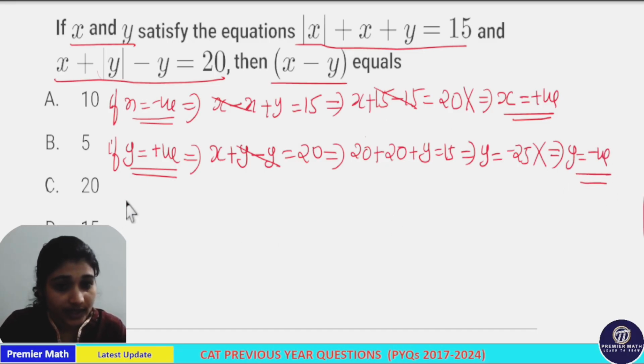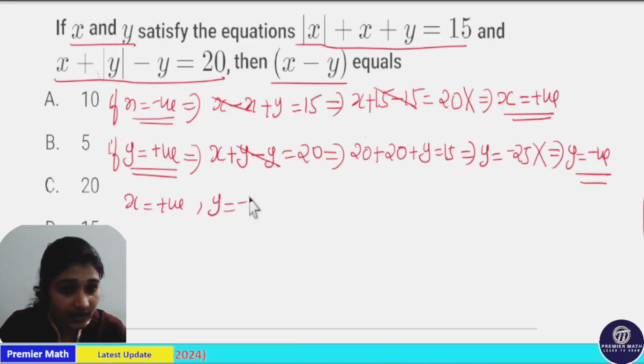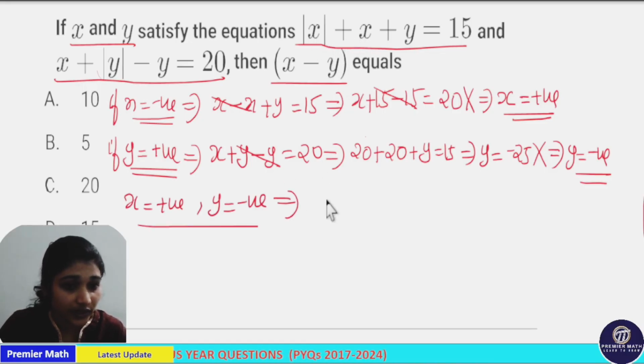Now take x as positive value and y as negative value. Then these two equations will become modulus of positive x plus x means 2x. And here we have plus of minus y means minus y, which is equal to 15. Here we have done sign conversion, always remember that.